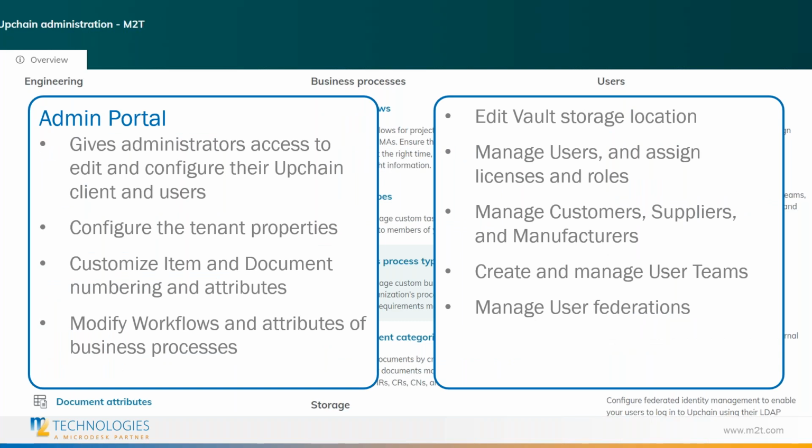So the admin portal gives administration access to edit and configure the Upchain client and users. You have the ability to configure the tenant properties, so you have set options to customize the overall experience within Upchain. You can also customize the item and document numbering systems and attributes. You can modify workflows and attributes of business processes. You can change or edit the vault storage location, which by default is a cloud storage. You can manage users and assign licenses and roles. You can manage your customers, suppliers, and manufacturers and set level of access.